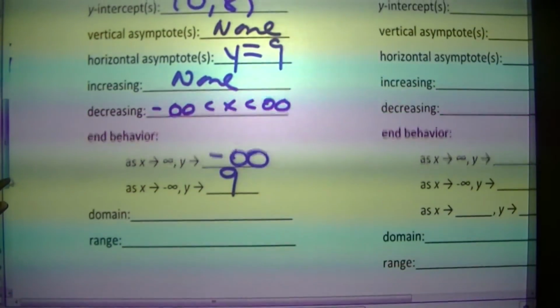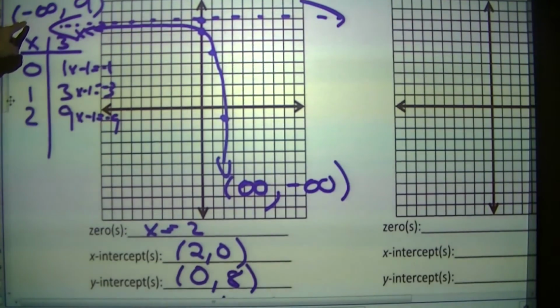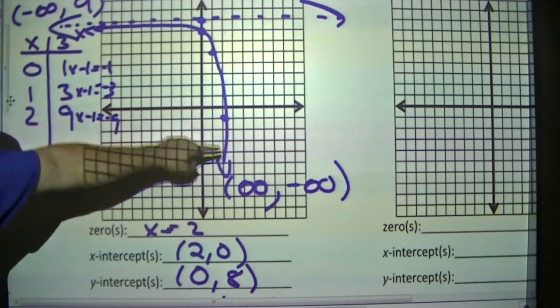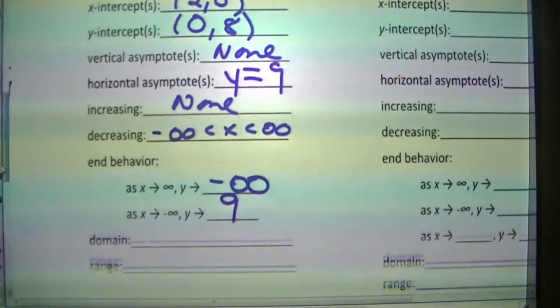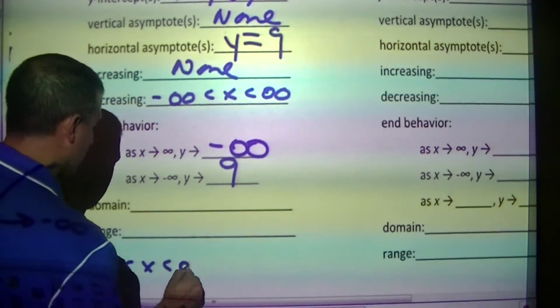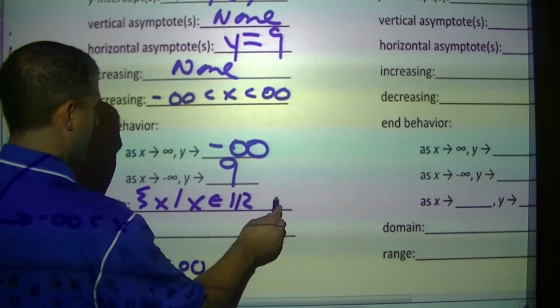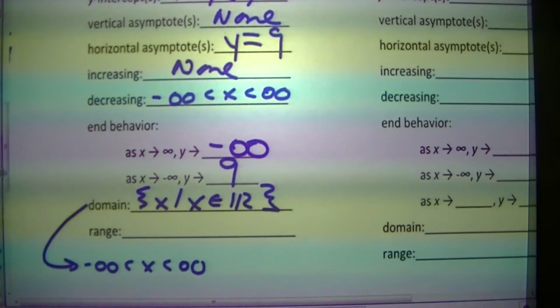Okay, the domain. Once again, the smallest x value is negative infinity. The biggest x value is positive. So for domain, the smallest was negative, the biggest was positive. So that makes the domain all real numbers.